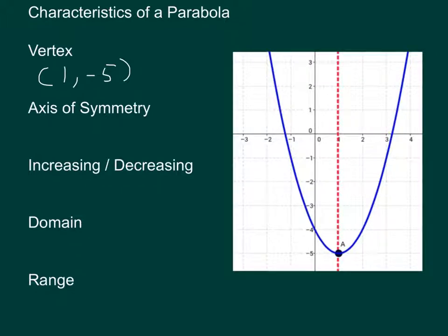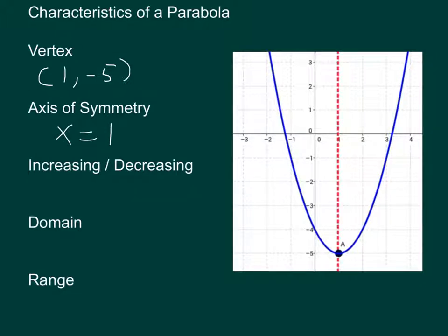The axis of symmetry is a line that cuts directly through the vertex and serves almost as a mirror for the parabola. This is highlighted by the dotted red line. You'll notice that the parabola is symmetric on either side of this axis of symmetry. Since in this case I have a vertical axis of symmetry, it has the equation x equals 1.